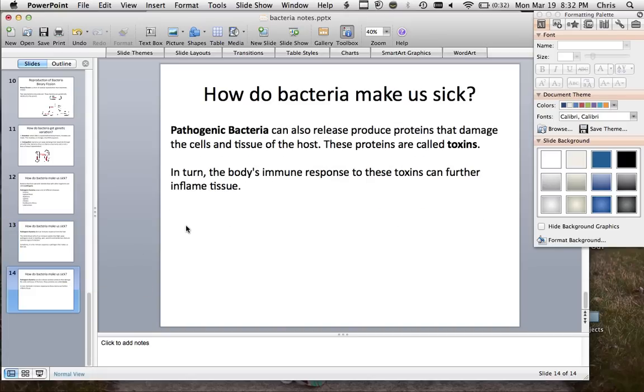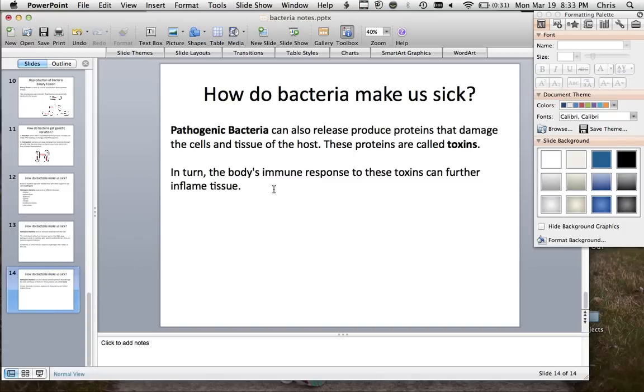Also, some pathogenic bacteria can actually produce proteins that damage cells and tissues of the host, and these proteins are called toxins. And these toxins can make us feel quite ill as well. And in turn, the body's immune response is going to respond to those toxins. It's going to further damage and inflame tissue, and it's going to make us feel weak and sick as well. So those are two primary reasons why we feel sick when bacteria infect our bodies.